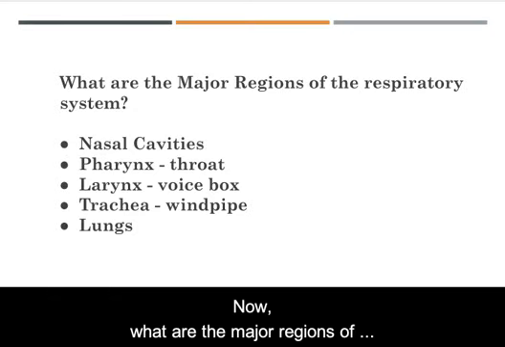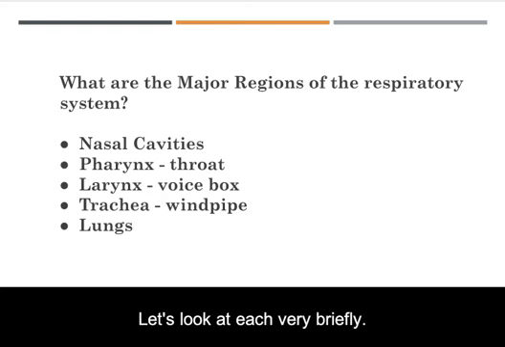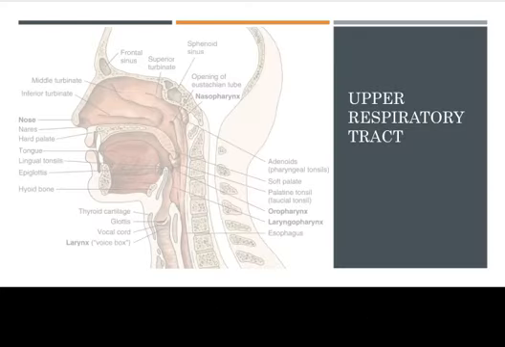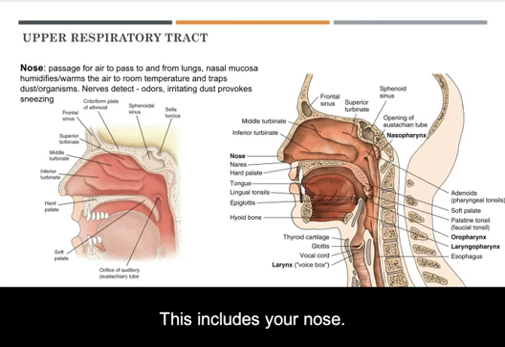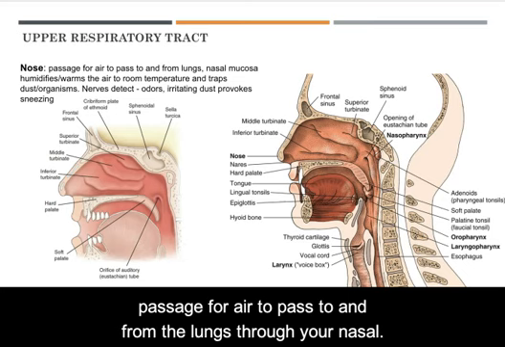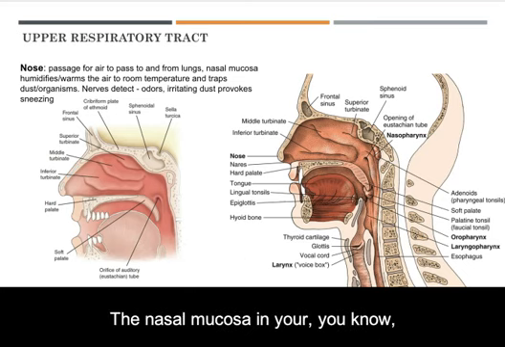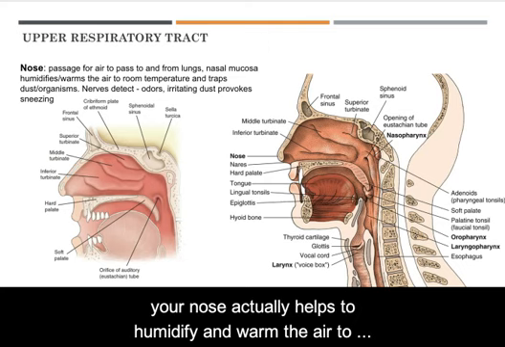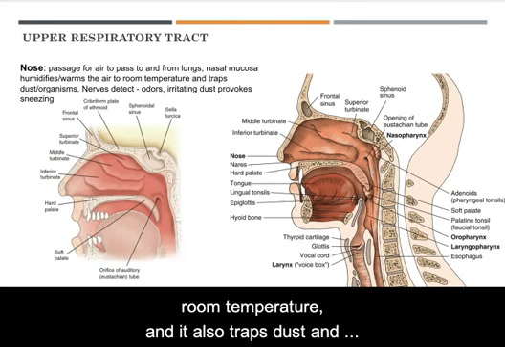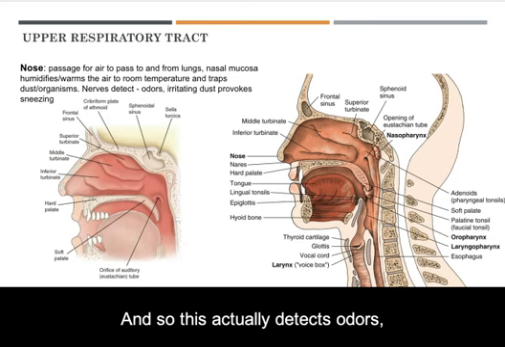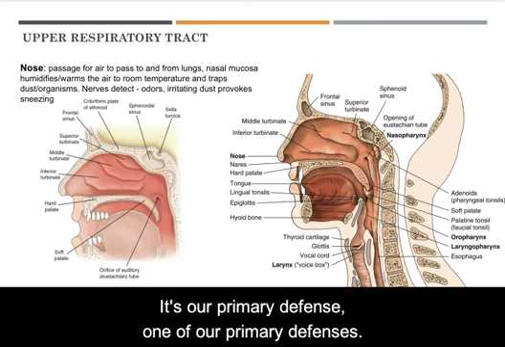Now, what are the major regions of the respiratory system? Let's look at each very briefly. The upper respiratory tract includes your nose. This is the passage for air to pass to and from the lungs. The nasal mucosa in your nose actually helps to humidify and warm the air to room temperature, and it also traps dust and organisms. It also detects odors and irritating dust that provokes sneezing. So this is our primary defense, one of our primary defenses.